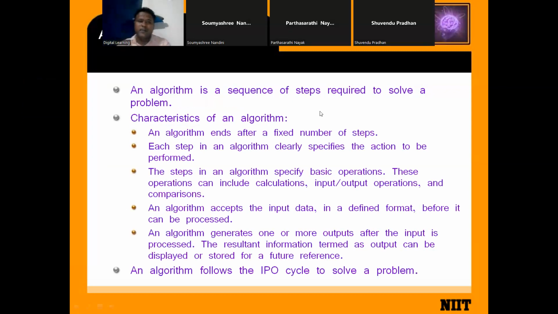Next comes the features of algorithm. An algorithm is a sequence of steps required to solve a problem. To solve a problem, we are using an algorithm. Characteristics of algorithm: an algorithm ends after a fixed number of steps. Every algorithm ends after a fixed number of steps. Each step in the algorithm clearly specifies the action to be performed.